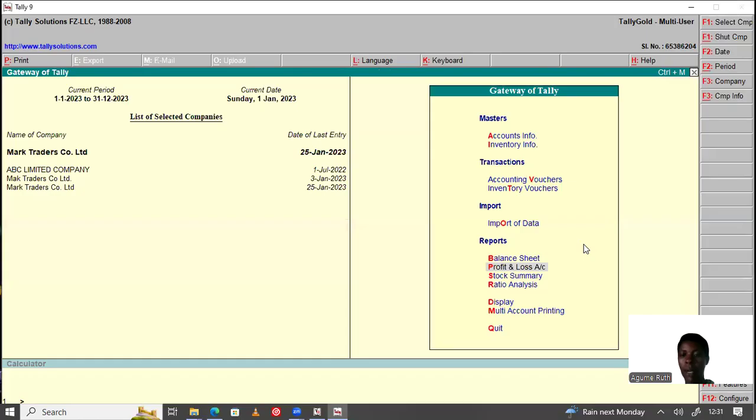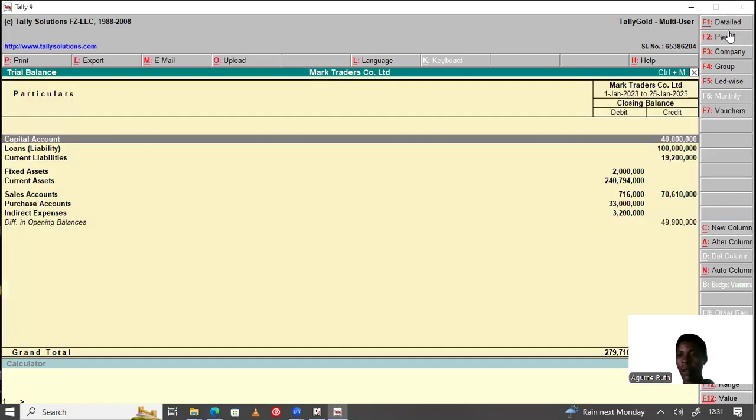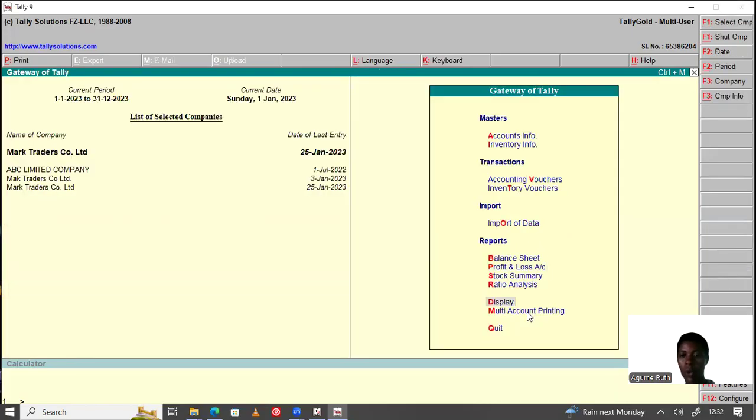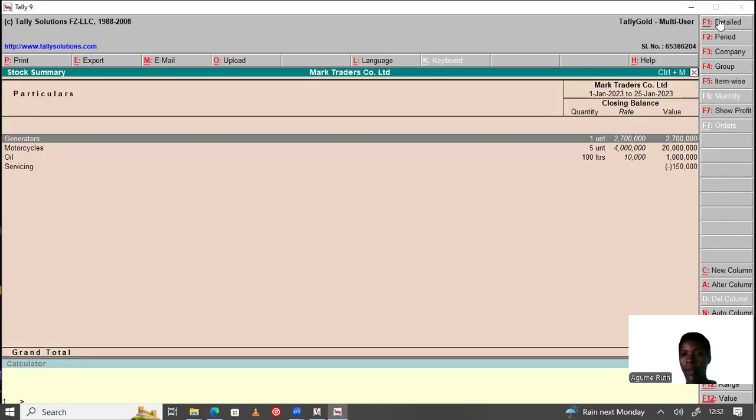Then I go back on display, then I go to the trial balance, also detailed. Then I can view these transactions that I have entered. Then when you want to view the stock, then you can go to the stock summary and we are able to view the details within the stock that we have entered.